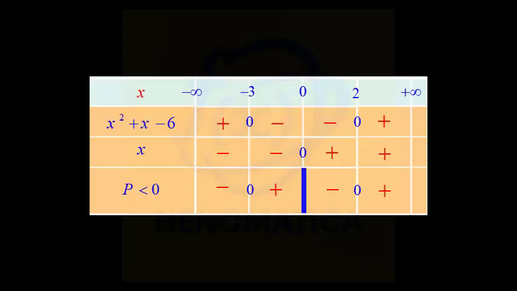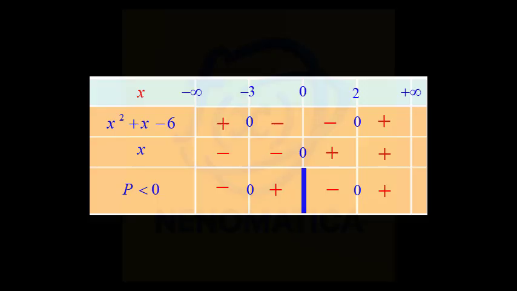Step 4. Build the sign chart. Our critical points are -3, 0, and 2. We draw 3 rows: the numerator sign, the denominator sign, and their quotient p of x. The numerator is positive to the left of -3 and to the right of 2, and negative in between, with zeros at -3 and 2.